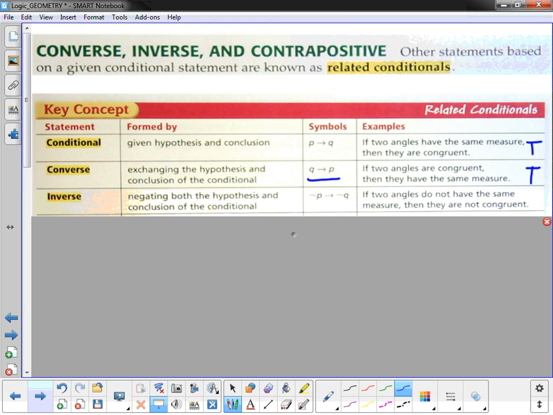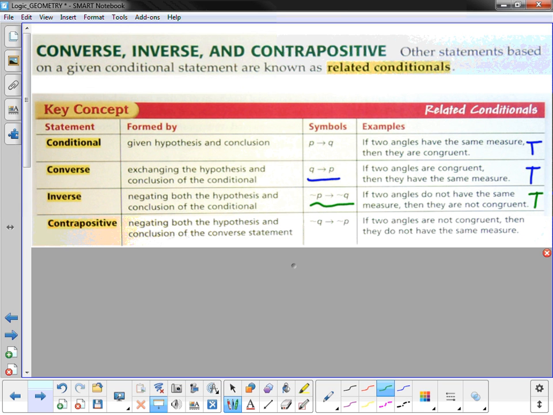Our next one is the inverse. The inverse comes about by negating both the hypothesis and the conclusion of the original if-then statement, of the original conditional. So what we're looking at here is our not P implies not Q. So if not P, then not Q. So if two angles do not have the same measure, then they are not congruent. That would be our statement there. Again, to me, that seems like a true statement.